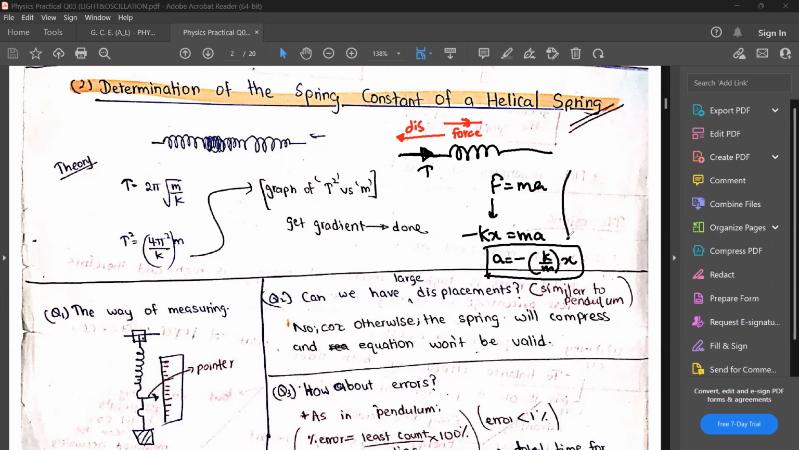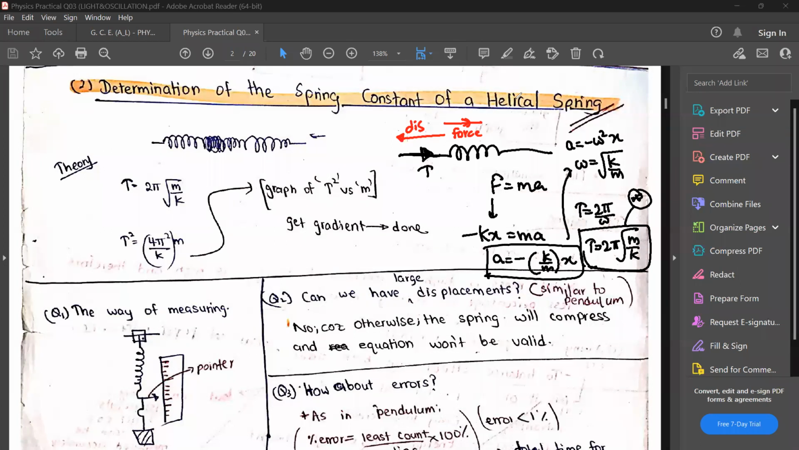Okay, so according to the characteristic equation of simple harmonic motion, which is a is equal to minus omega squared x, omega will be root k over m. Therefore, we can say T is equal to 2 pi over omega. So T is equal to 2 pi, these things go upside down, root m over k. I hope it is clear, right? So this is how we get this.